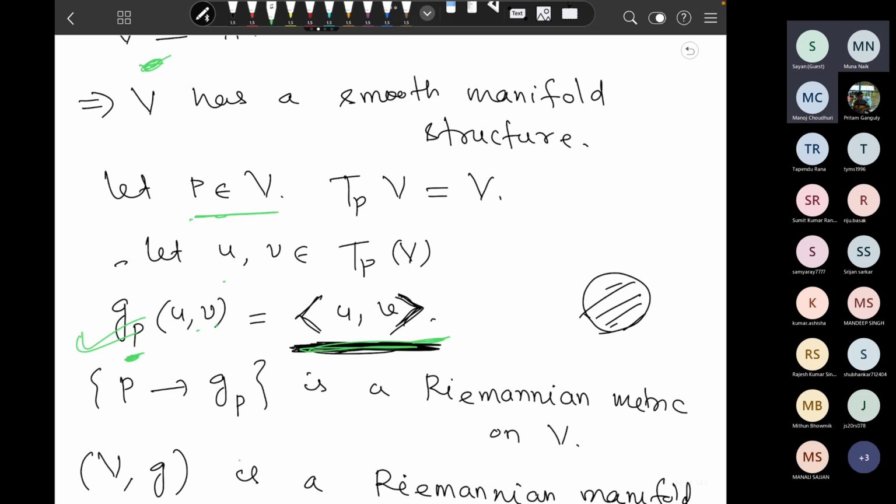For each point, for this description, V is a real inner product space. So Sn is also a real inner product space, right? Yes. And in the same way, Sn will be a Riemannian manifold. That's what I'm saying, in the same way, using that.